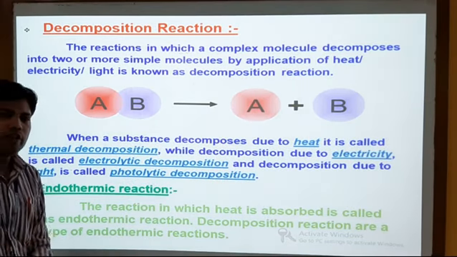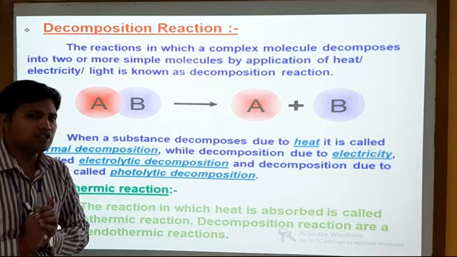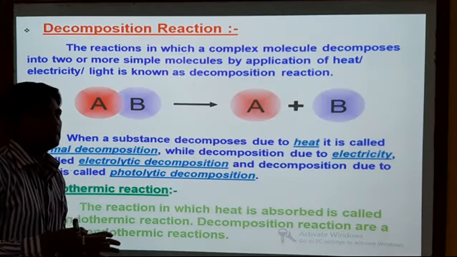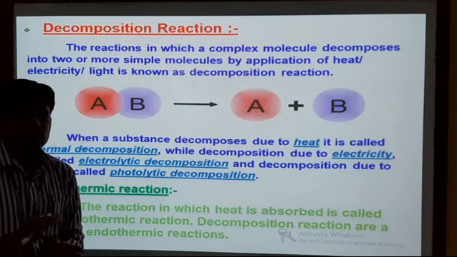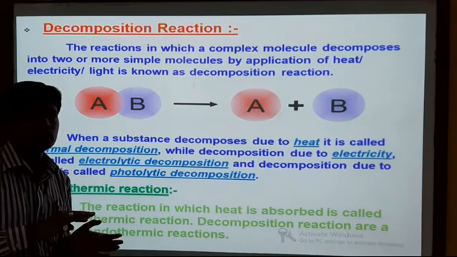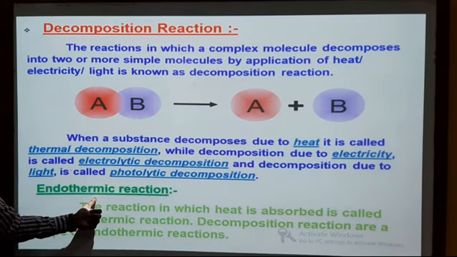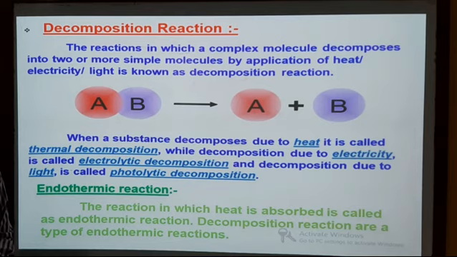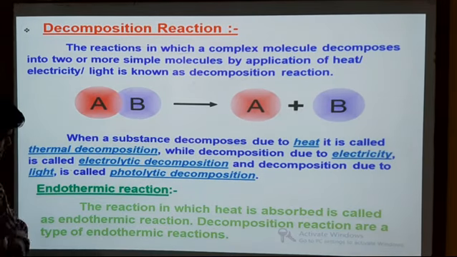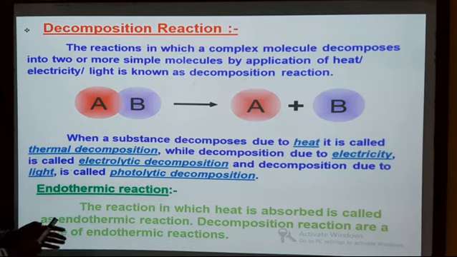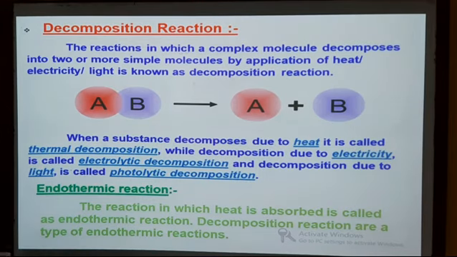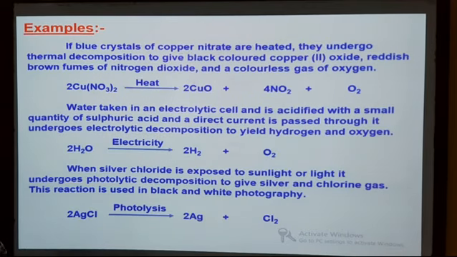Now as in case of combination reaction, generally we said that heat will be evolved, and I said that combination and decomposition reactions are just opposite to each other. So in combination, as heat was getting evolved, in decomposition heat will get absorbed. So such a reaction will be called an endothermic reaction. The reaction in which heat is absorbed, is taken in, is called an endothermic reaction, and decomposition reactions are generally a type of endothermic reaction. Let us see some examples.